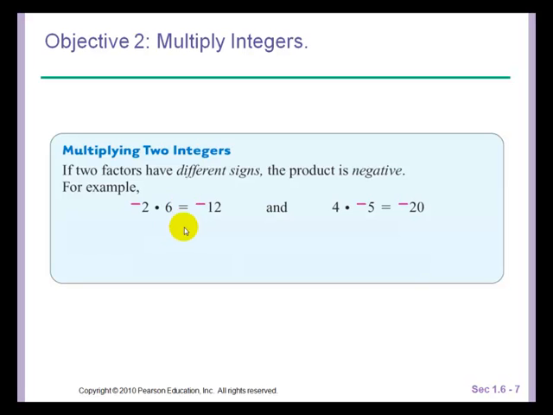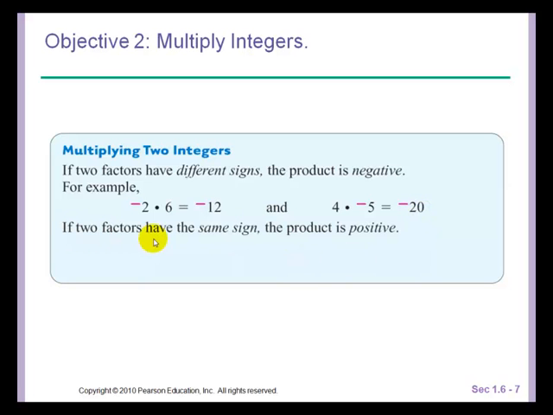That's different than when we're adding and subtracting. When we're adding and subtracting, it matters which number is positive and which number is negative. For multiplication, it doesn't matter. If one is negative and the other is positive, then the result will always be negative.